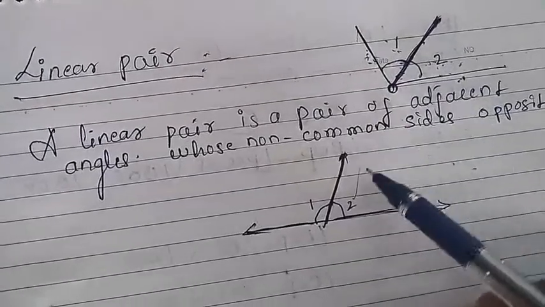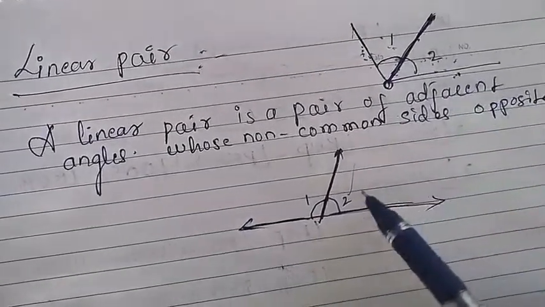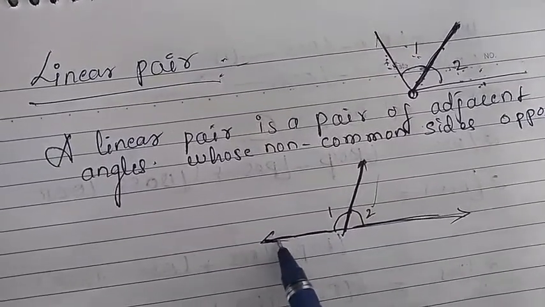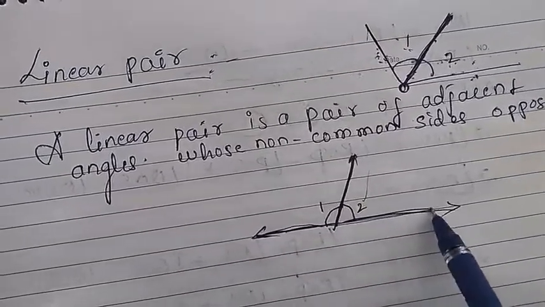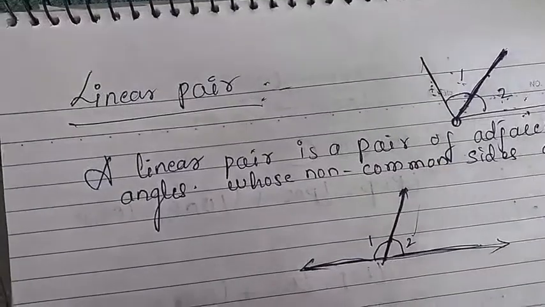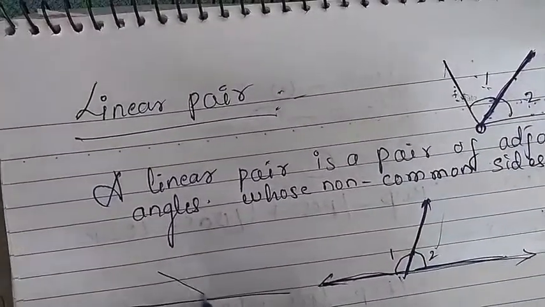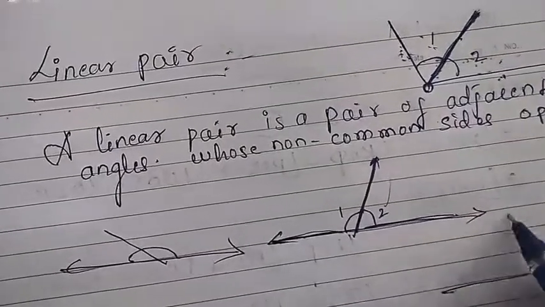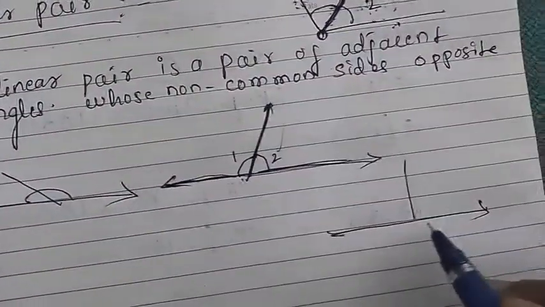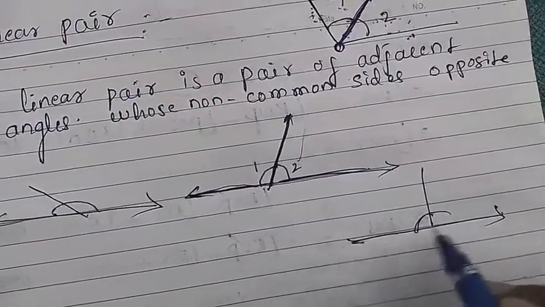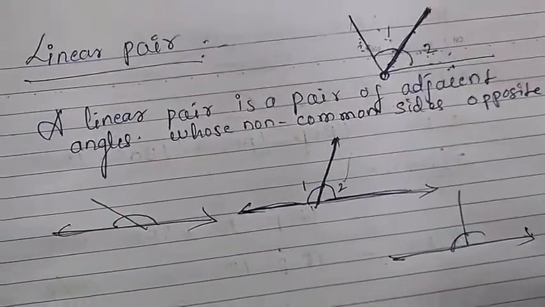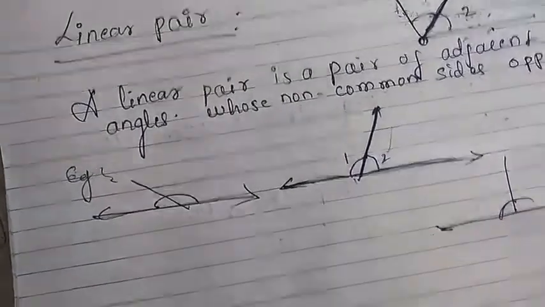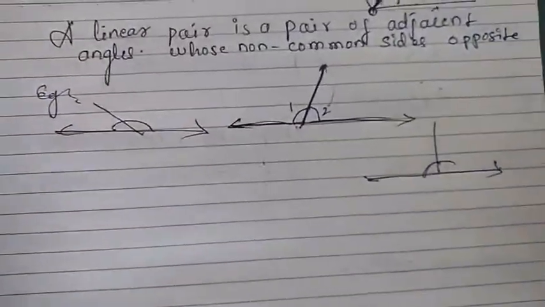See what is the difference between adjacent angles and linear pair adjacent angles. The non-common arms should be in the opposite direction. This is a linear pair angle. You can say that this is also a linear pair angle, because the non-common arms are in the opposite direction. I hope you understood this. You can read that these are examples of linear pair angles.